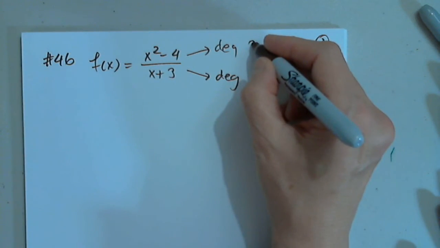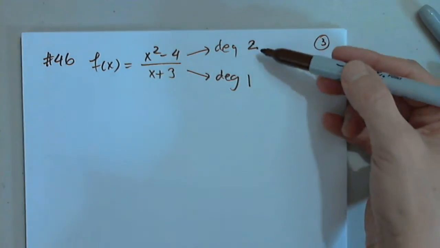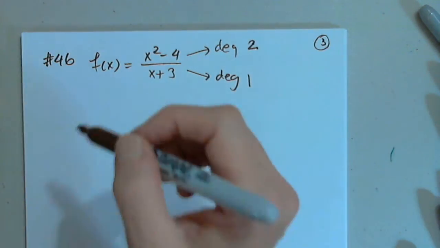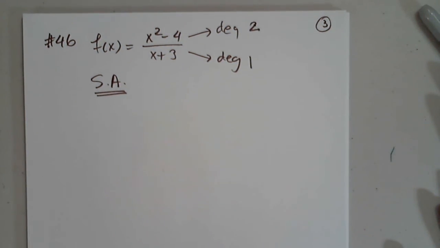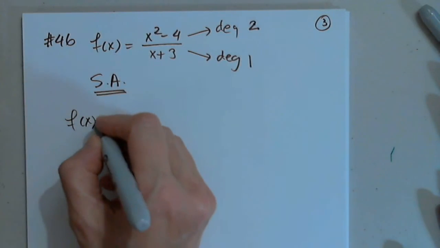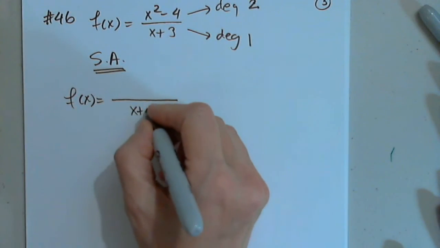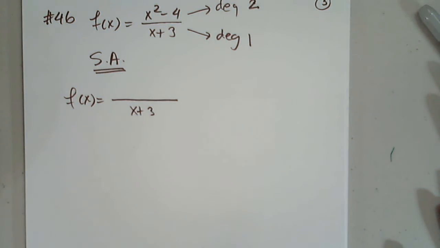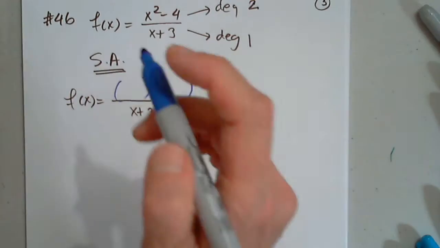The degree of the numerator is 2, whereas the degree of the denominator is 1. So this is exactly 1 unit higher in the numerator, and this is the only one that has a slant asymptote. Perfect. So let's prepare the function first for the whole thing. How would you write the numerator? Anyone? (x plus 2) times (x minus 2).